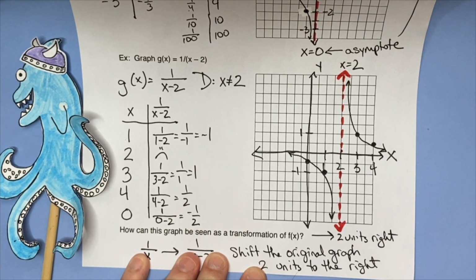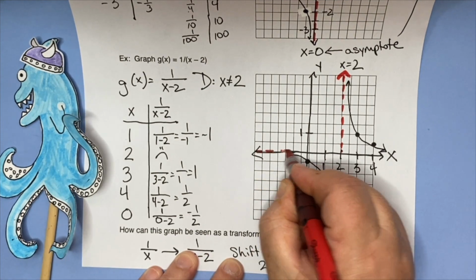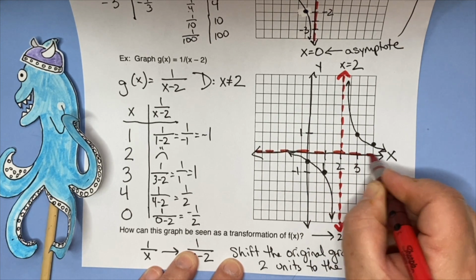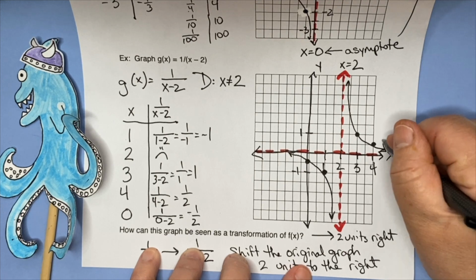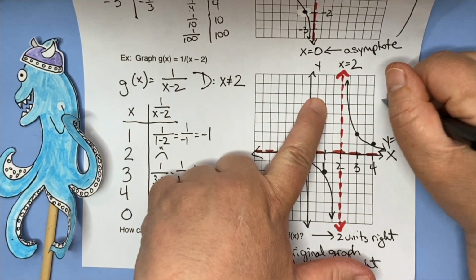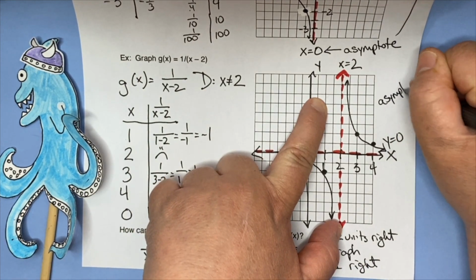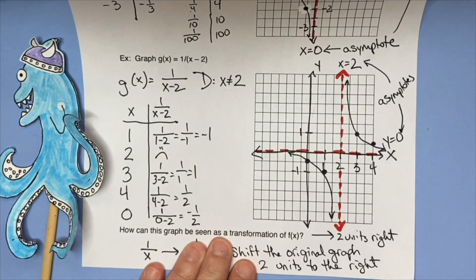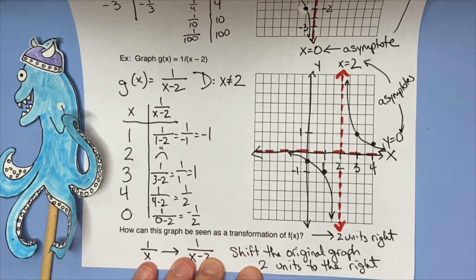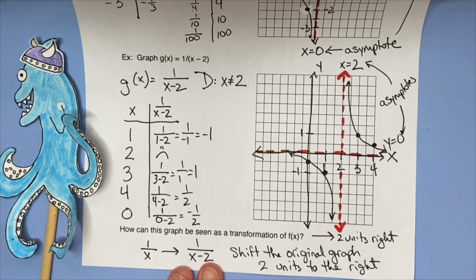If we shift something 2 units to the right, does that move anything up or down? And the answer is no. So our other asymptote is still here at y equals 0. So x equals 2, y equals 0. These are the asymptotes. Those are the fences, effectively, for this particular graph. And we've got it done.